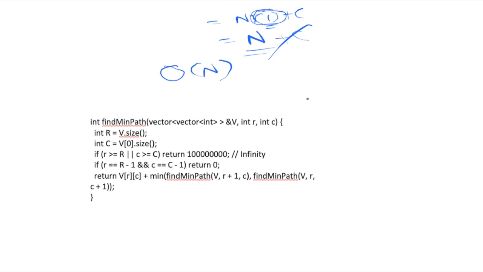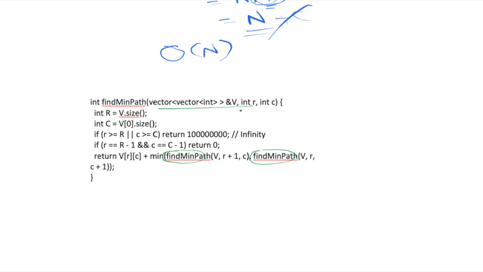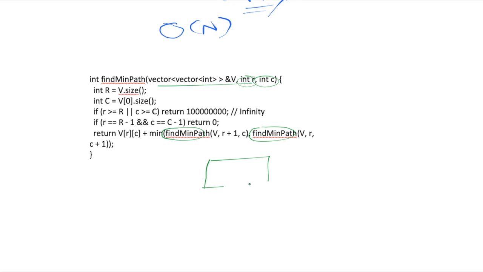Now let's take another example. This is also a recursive code. Let's observe what it is trying to do. The function name is find min path. Where are the recursive calls? Here and here. From this, what we can understand is it's a 2D vector and we are trying to find a path from the start to R and C.